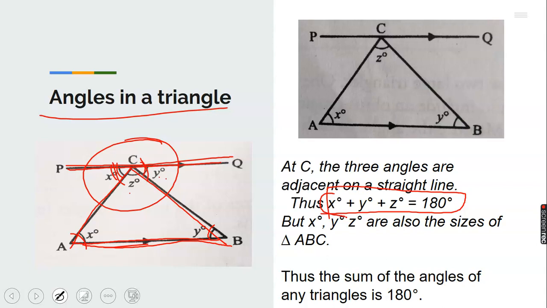Thus, the sum of angles in a triangle, any triangle, is 180 degrees. That is, you sum this angle with this angle and this angle, it must give you 180 degrees. Now, to find any missing angle in a triangle, you sum the two other angles given, then subtract it from 180. It will give you the third angle that is missing.